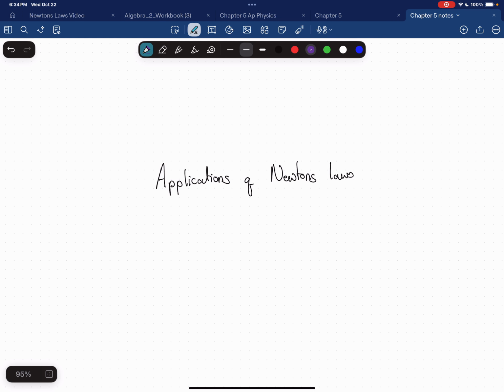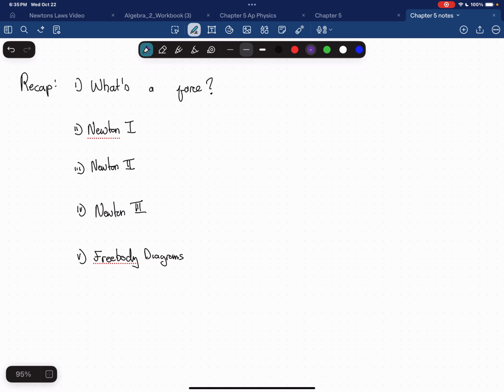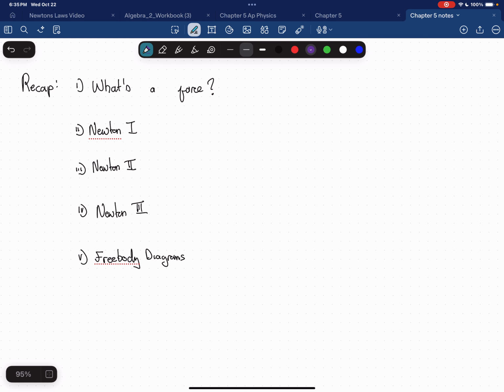Welcome, everybody, back to the study of Newtonian mechanics. We learned about the laws before we went on our long weekend. Now we're going to move on our discussion to actually applying these laws. Before we do that, let's have a short recap.